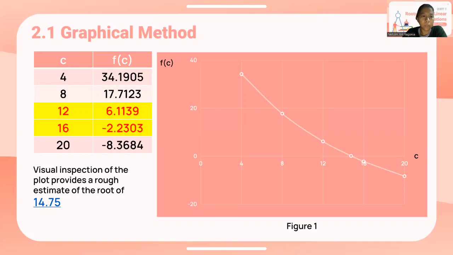Here we have the table for C and the function of C. We have C ranging from 4 to 20, and we computed the function of C using Excel. So these are the results for the function of C.